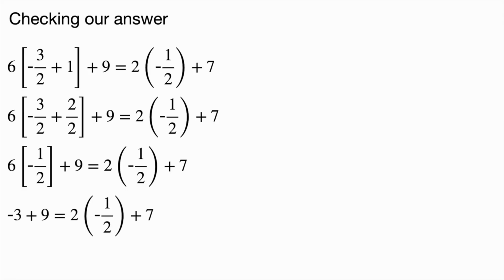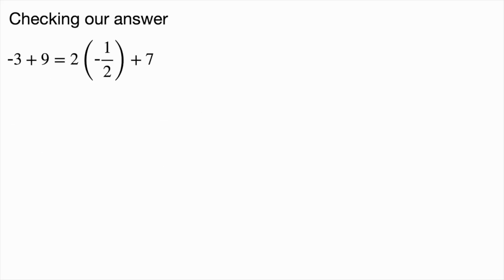Checking the answer is getting better. It is less cluttered now. We will now add -3 to 9 to get the answer of 6. Now we'll go on to the right side of the equation and multiply 2 times -1/2 to get the answer of -1. And finally, we will add -1 to 7 to get the answer of 6.